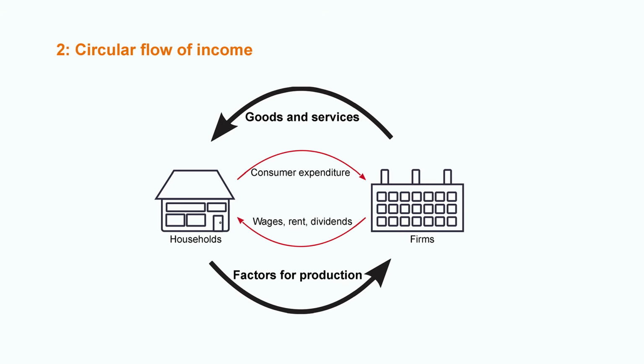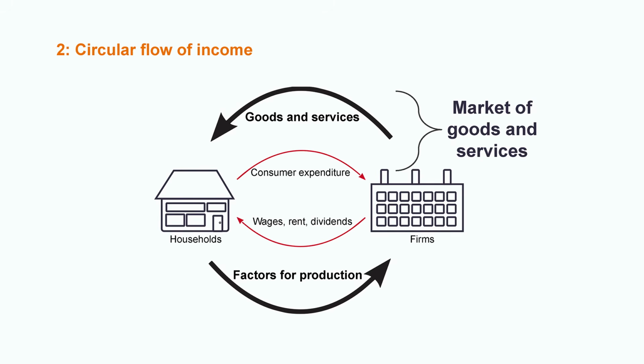Take a look first at the two arrows above. Firms sell their products in exchange for money. That money is spent by the consumers or the households. Those arrows then represent the market of goods and services. This shows us an illustration of total spending involving the exchange of all the goods and services.